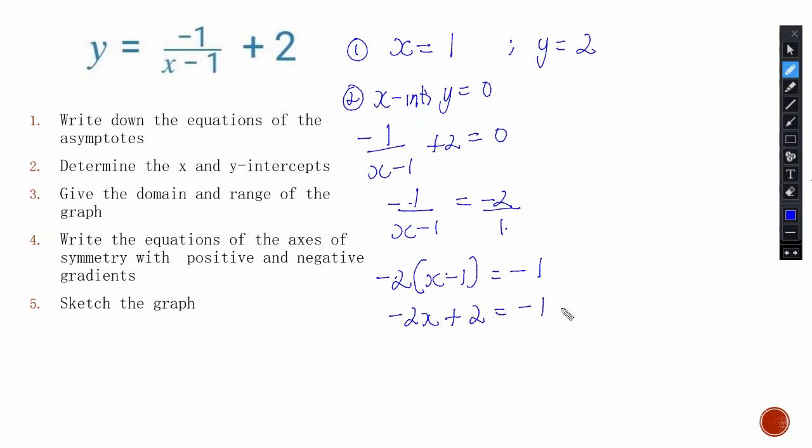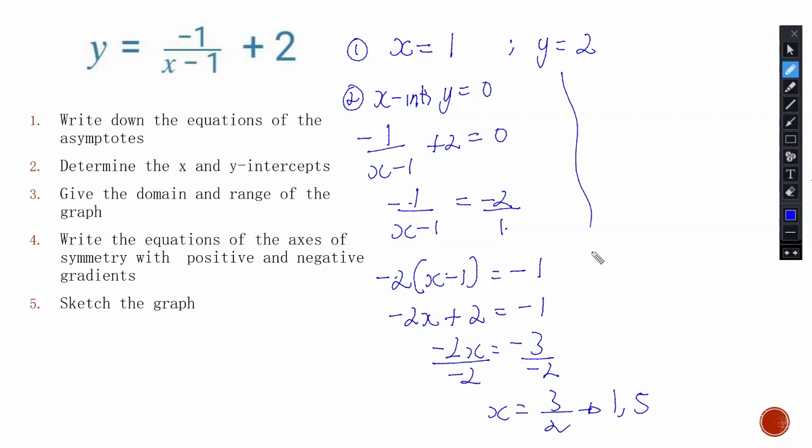We can take the 2 and transpose it over to this side. It's -2x is equals to -3, because -1 minus 2 is -3. Dividing both sides by -2, our x is equals to 3 over 2, which can be simplified to 1.5 if we are writing it in decimals, right? Okay, nice. Now let's calculate the y-intercept. For the y-intercept, we have to make x equal to 0. Then it's simple, y is equals to -1.